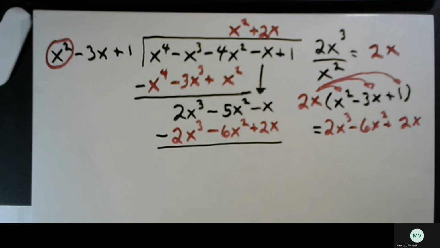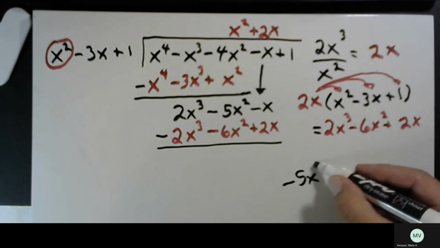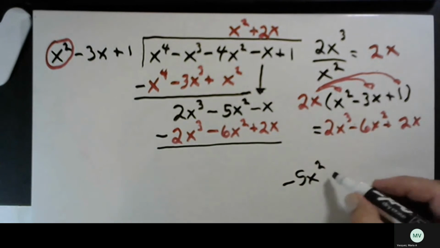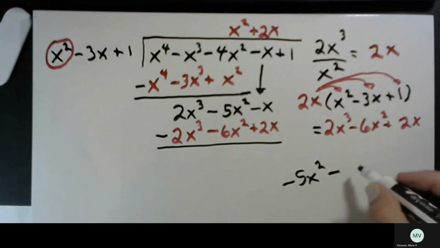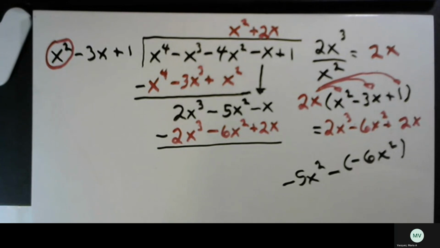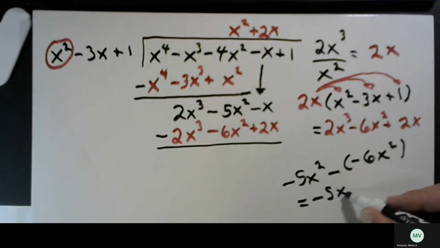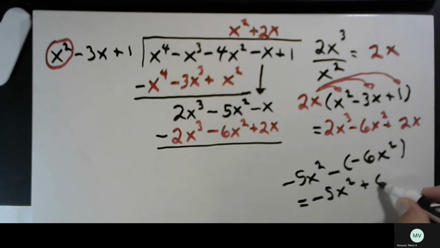And again, we subtract 2x cubed minus 2x cubed, and that's going to be 0. Again, this one, you're going to get kind of a funky one. Minus 5x squared minus negative 6x squared. So I'll be minus 5x squared plus 6x squared. And that's going to be x squared.